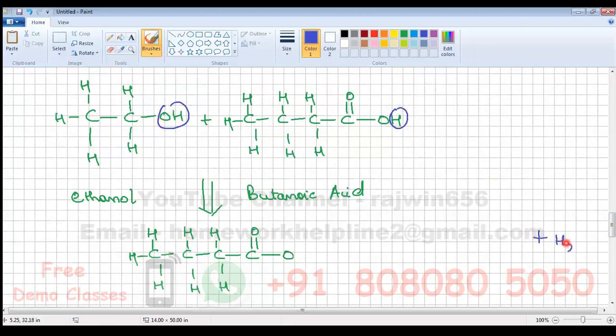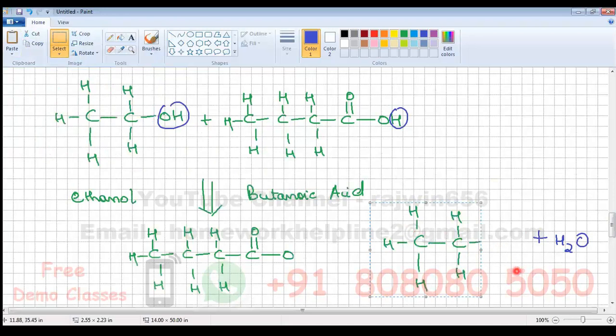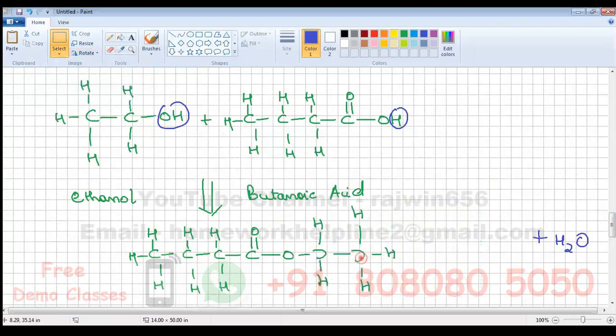That becomes plus H2O, which is removed by the dehydrating agent like concentrated H2SO4. That's sulfuric acid. The remaining part, this whole part which is there, gets attached over here. So the H from here goes and joins oxygen. Yes. This part will get attached. That's why I'm rotating it. Oh, okay, fine, got it. Got it? So that is getting attached over here like this.